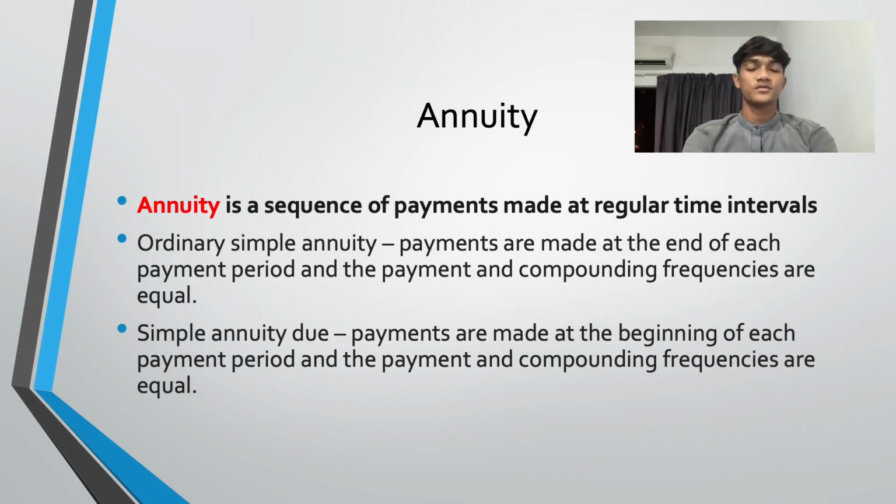Now let's move to the next part, which is annuity. An annuity is a sequence of payments made at regular time intervals. The first is the ordinary simple annuity, where the payments are made at the end of each payment period and the payment and compounding frequencies are equal. The simple annuity due is where the payments are made at the beginning of each payment period and the payment and compounding frequencies are equal.